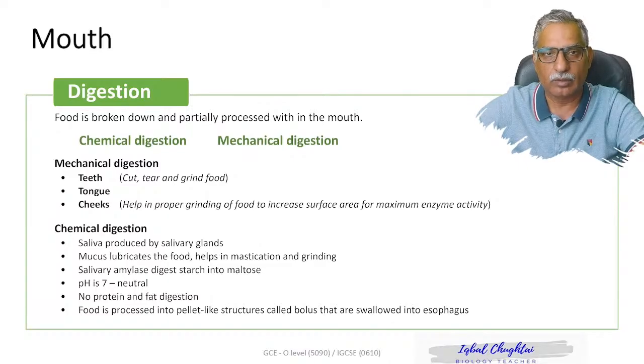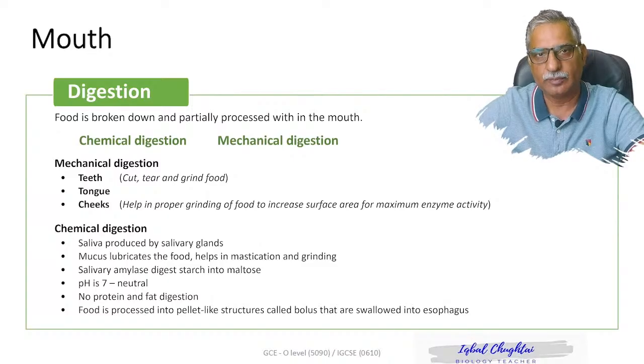But remember, not all the starch is digested here. Only a little portion of starch is digested here because food stays in the mouth for a little time. Now, that partially processed food is converted into pellet-like structures, and these pellet-like structures are known as bolus. Singular, it is known as bolus, and this bolus is swallowed into the esophagus.